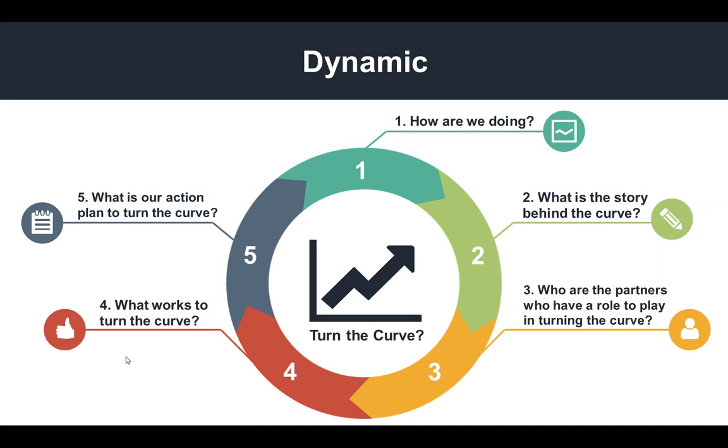Be dynamic. Always remember that turn the curve thinking is a dynamic process that may need to change over time. Be on the lookout for new information in regard to how we are doing. Regarding the story behind the curve, realize that you could get new information or new factors that might change the story behind the curve.